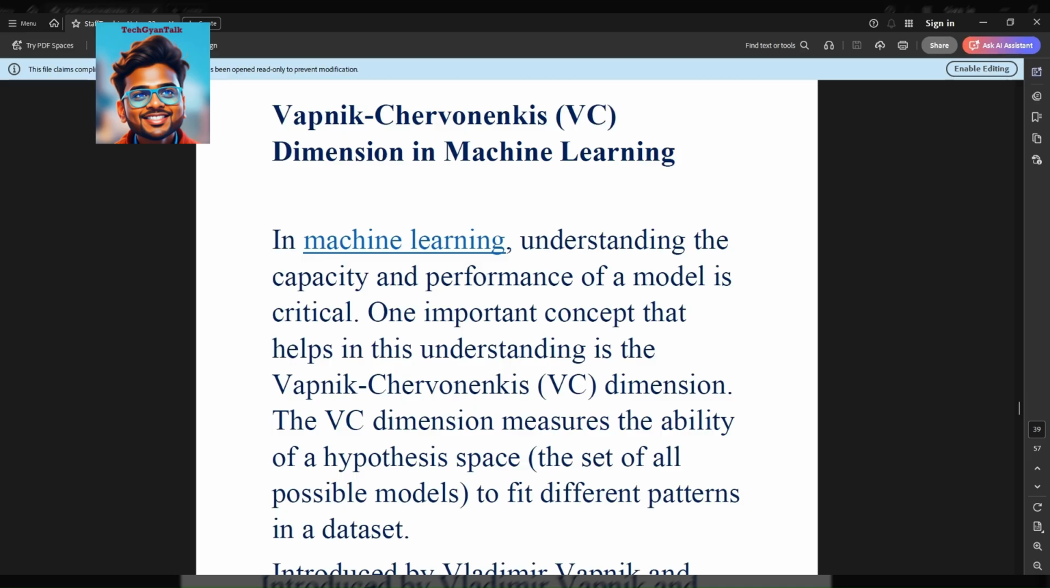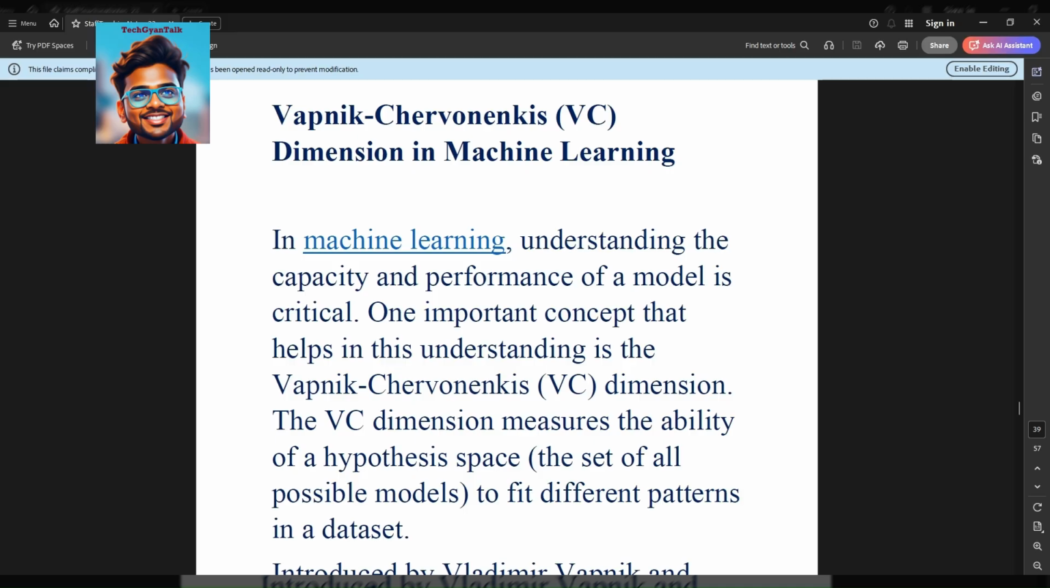Good day, everyone. Today's topic is Vapnik-Chervonenkis, shortly called VC dimension, in machine learning. In machine learning, understanding the capacity and performance of a model is very critical, and one important concept that helps in this understanding is the Vapnik-Chervonenkis VC dimension.